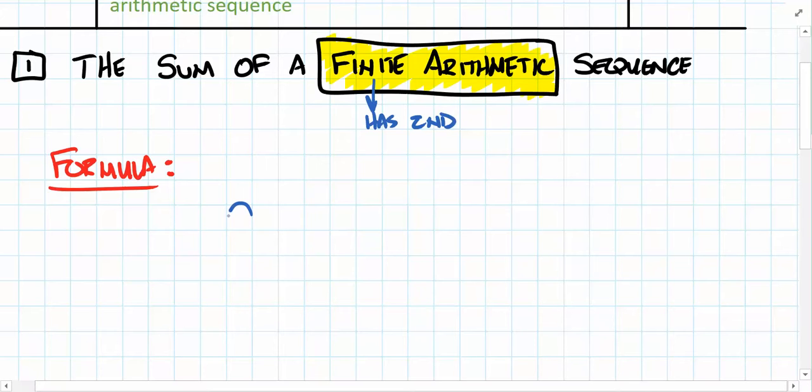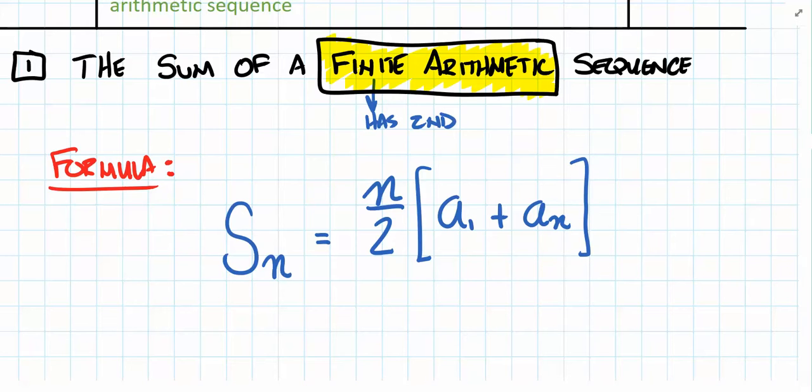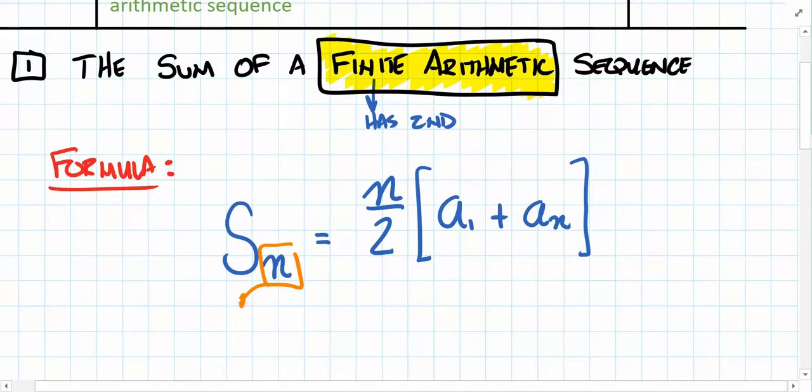This is a very important box, so copy this down for me. S sub n, the S means the sum of the first n terms of an arithmetic sequence, is going to be the number of terms you have over 2, multiplied by the very first term plus the very last term. So let's go over what each of these things is. This n means the sum of the first n terms, however many you have.